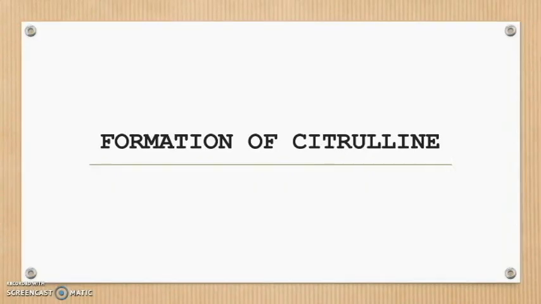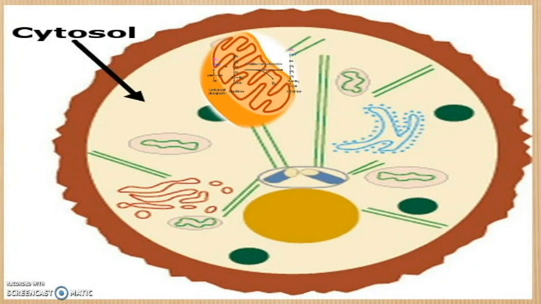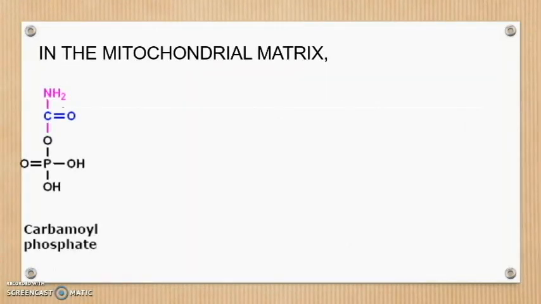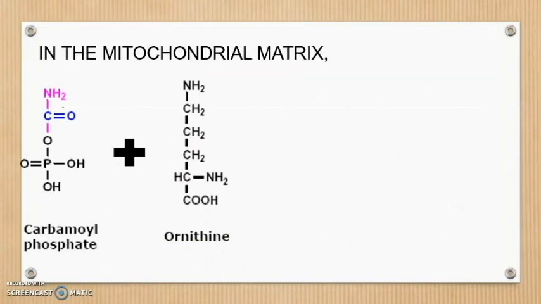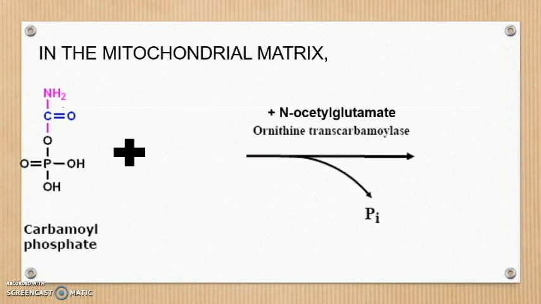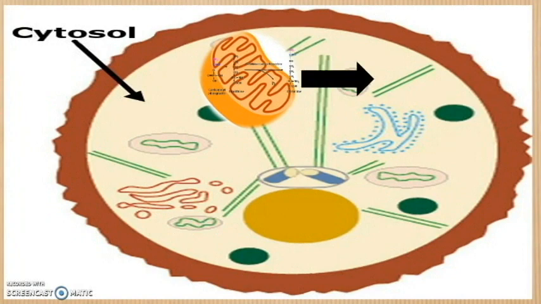Next is the formation of citrulline. This formation takes place in the mitochondrial matrix. Carbamoyl phosphate has higher energy and is ready to react with ornithine. Carbamoyl phosphate and ornithine are combined by ornithine transcarbamylase. This reaction is activated by N-acetylglutamate. The carbamoyl group then kicks off the phosphate and combines with ornithine to form citrulline. Citrulline is then released into the cytosol by a transporter system.